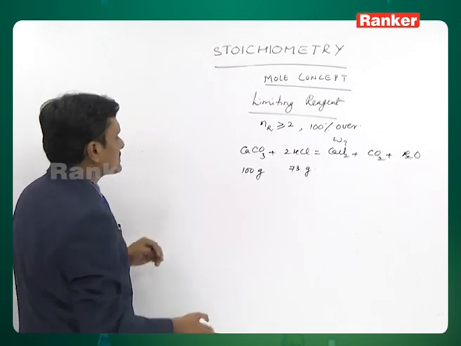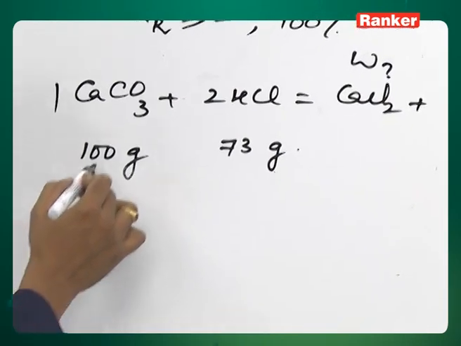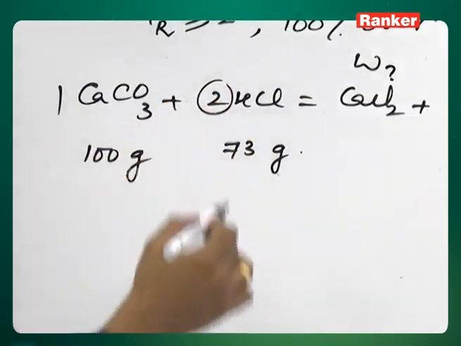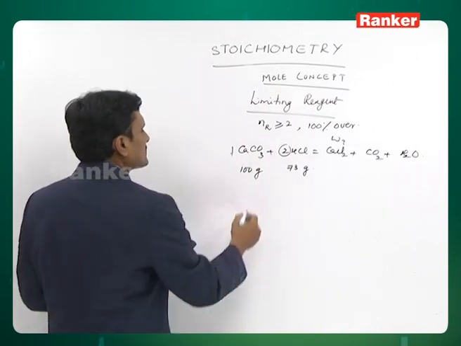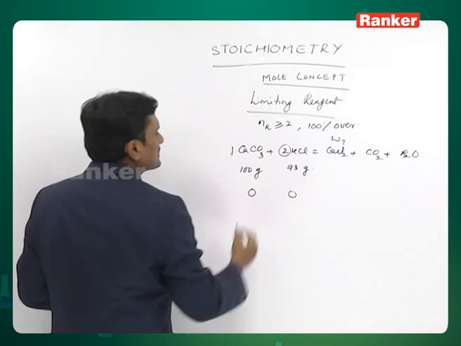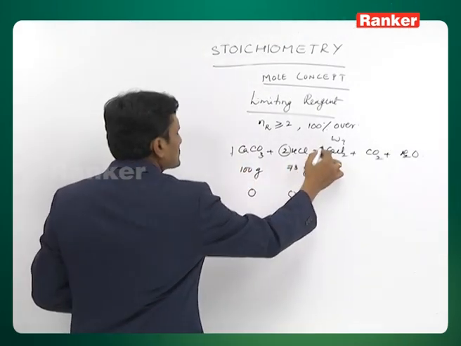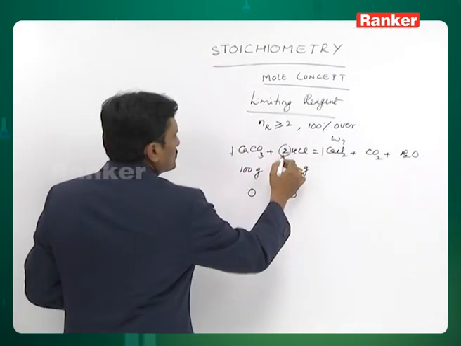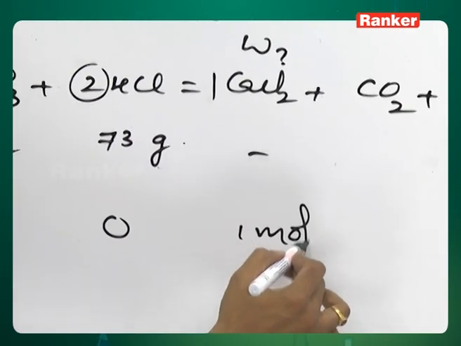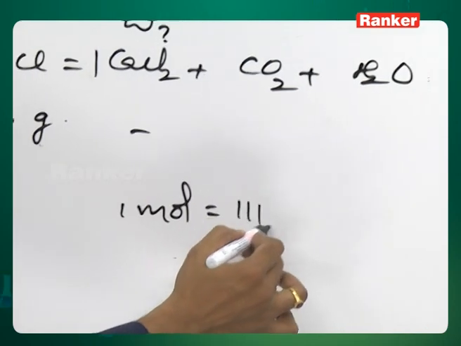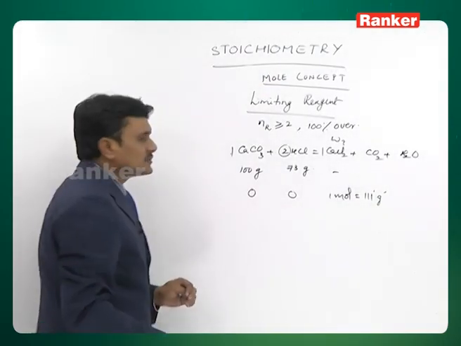Now we know from this ratio that for every 1 mole, that is 100 gram, how many moles? 73. Now in this case both have been taken in the appropriate ratios. Now both will be completely consumed. So 1 mole is giving rise to 1 mole, or 2 moles is giving rise to 1 mole. So therefore how many can we anticipate here? 1 mole of CaCl2, which is nothing but 111 gram. So this is going to be your answer.